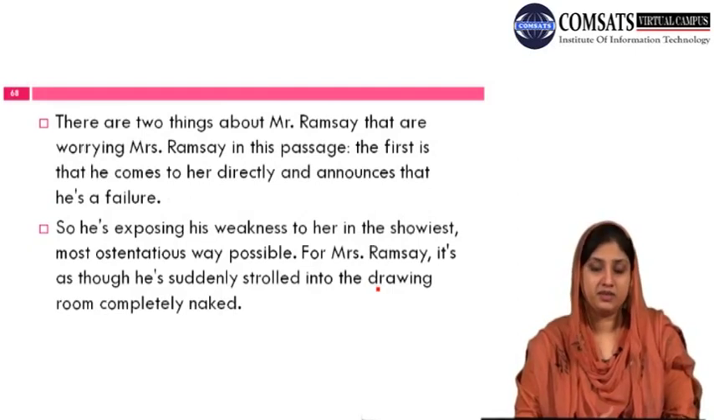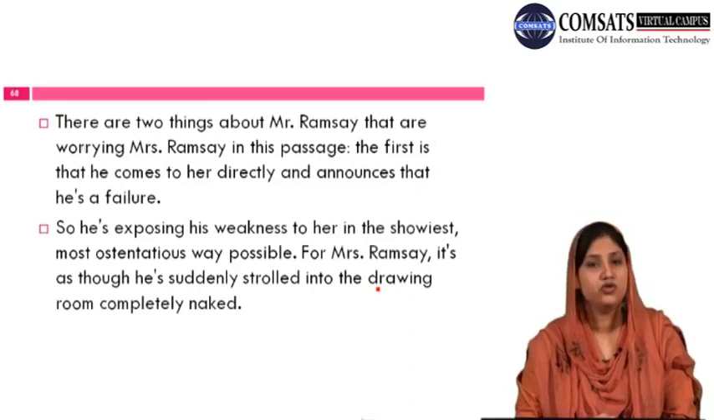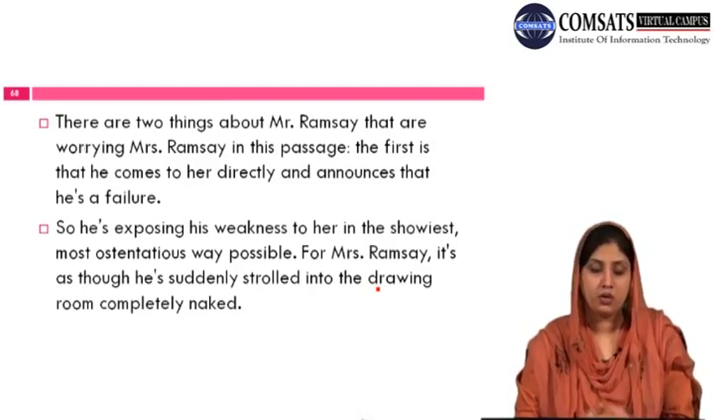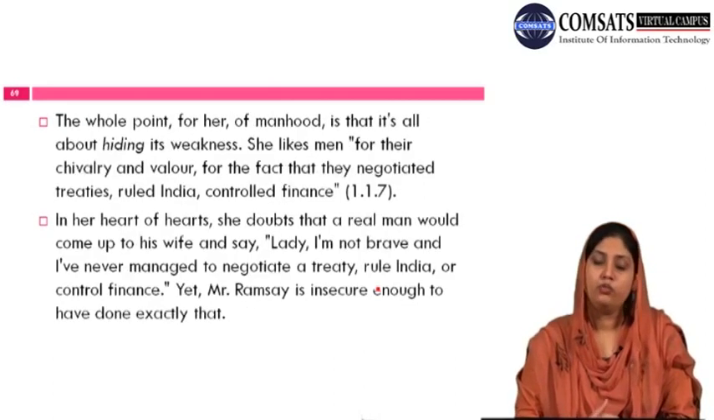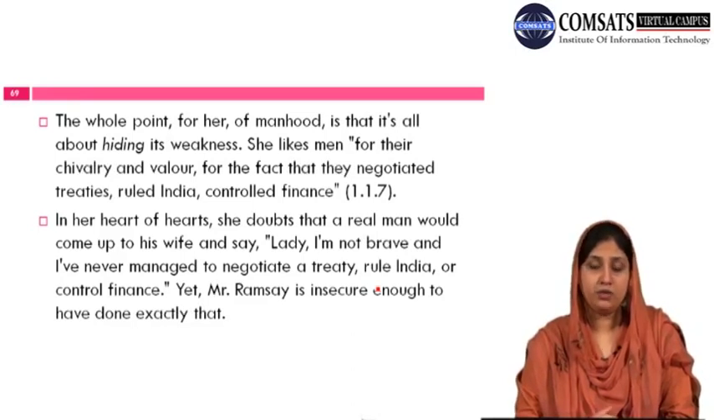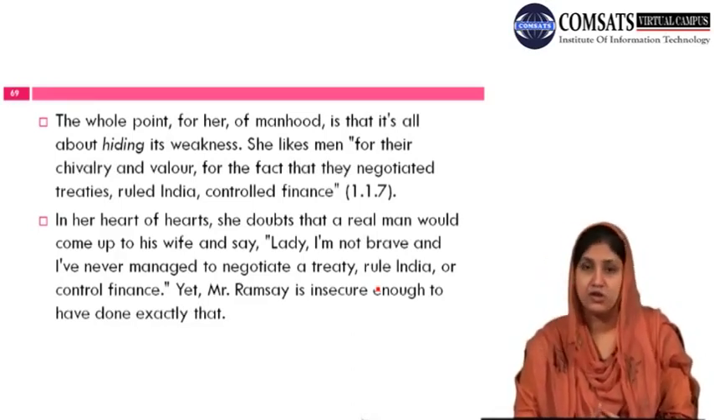There are two things about Mr. Ramsey that are worrying Mrs. Ramsey in this passage. The first is that he comes to her directly and announces that he is a failure, quite openly. So he's exposing his weakness to her in the showiest, most ostentatious way possible. For Mrs. Ramsey, it's as though he suddenly strolled into the drawing room completely naked. The whole point of manhood, for her, is that it's all about hiding its weakness. She likes men for their chivalry and valor, for the fact that they negotiated treaties, ruled India, controlled finances, and so on and so forth.